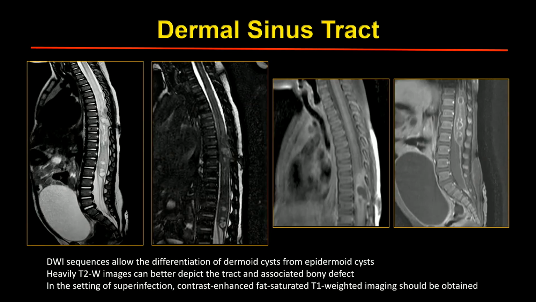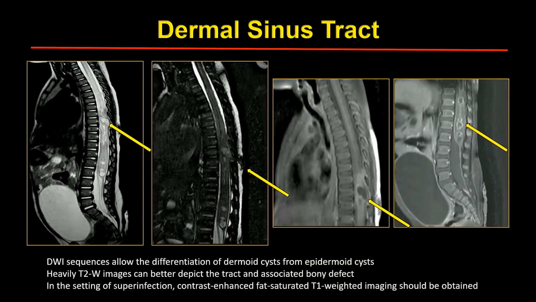Just like myelomeningocele, we do obtain heavily T2-weighted imaging and DWI imaging. This was a patient who had a cyst with a dermal sinus tract. We were not sure what it was. I'm not showing you the DWI imaging. This was a dermoid cyst. It was not showing restricted diffusion. The heavily T2-weighted imaging can be very useful to depict the entire tract and to show the osseous abnormalities. And of course, if there is any suspicion for superadded infection, contrast should be given for assessment of enhancement of dura, the nerve roots, the pial surface of the conus, the central canal, and the abscess.